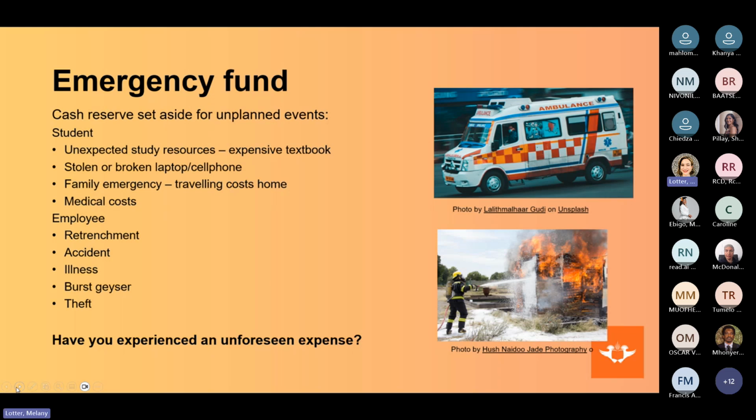Unexpected study resources. Okay, we start at the beginning of the year. As a student, you have lots of expenses, but now there's a textbook you didn't anticipate. So it is all of those things. Once you start working, you still have unexpected expenses. You might get retrenched. You might be in an accident, have an illness, a burst geyser, or theft. So these are all the things that you need to save for. The question here is, have you experienced unforeseen expenses? How did you manage it? How would you have liked to manage it? By having a savings account that you can use to manage these things.